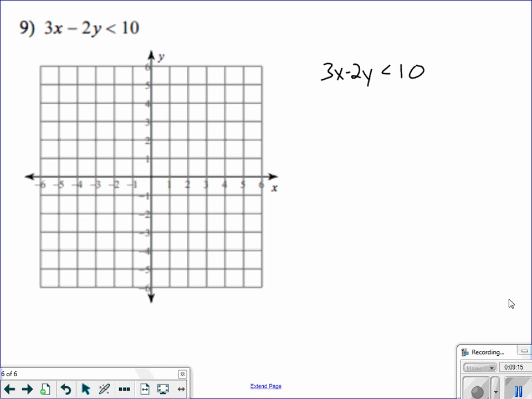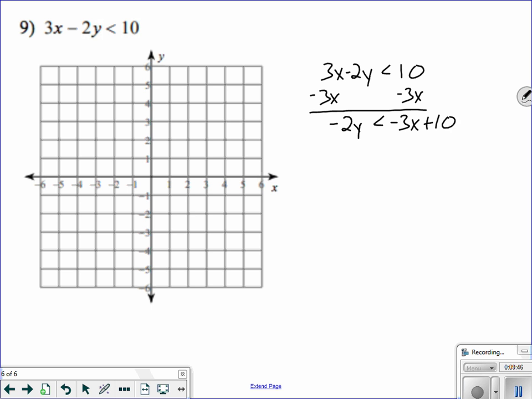All right, the last one we're going to go over here is number 9 on your worksheet. First thing you're going to notice here is that this one is not in y equals mx plus b form. Okay, it's not in linear form. So we are going to change that so that we can graph it. So I'm going to have to subtract the 3x. I'm going to get negative 2y less than, and I'm going to write this as negative 3x plus 10.